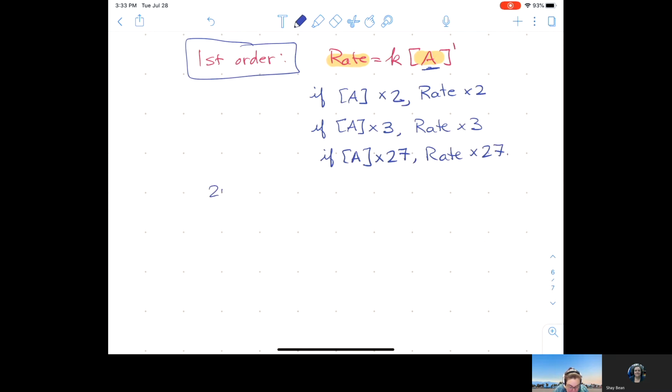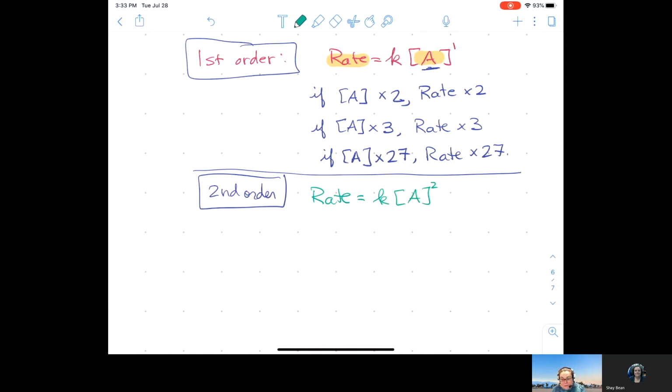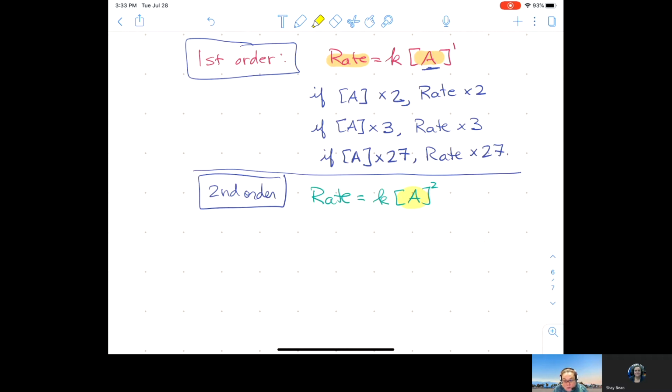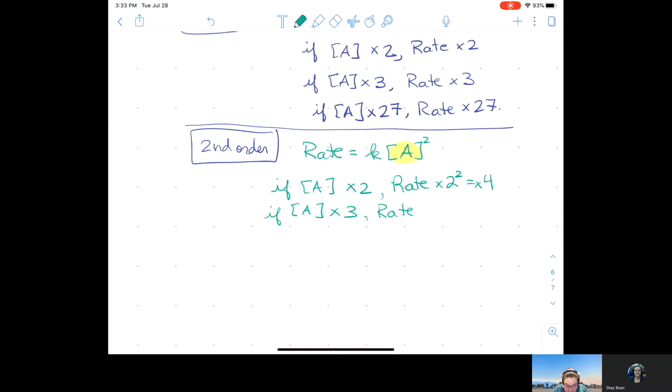If I have a second order, the pattern is different because the rate law is different. If I have a second order reaction, that means the rate law looks like this. We're making the assumption we have a very simple rate law in terms of one reacting species at this point. So if I change the concentration, now the rate is going to change by that amount squared. And so if the concentration of A doubles, then the rate will change by 2 squared, or it'll go up by 4. If the concentration of A triples, the rate will go up by 3, because that's how much the concentration went up by, squared, because it's second order, and 3 squared is 9.